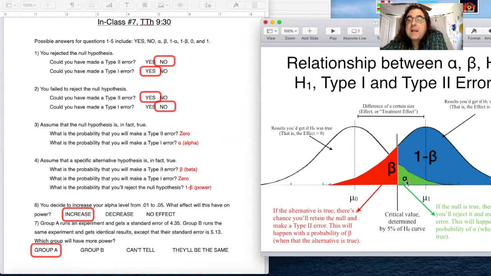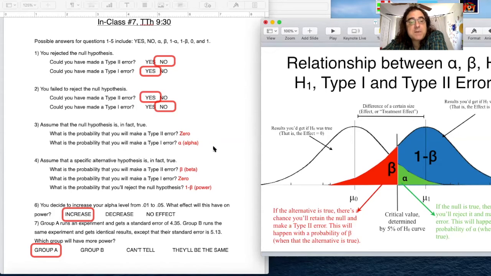If I expanded alpha, if I made alpha bigger, it would push the critical value this way into the red. That would make the blue area bigger, which means that it would increase power.